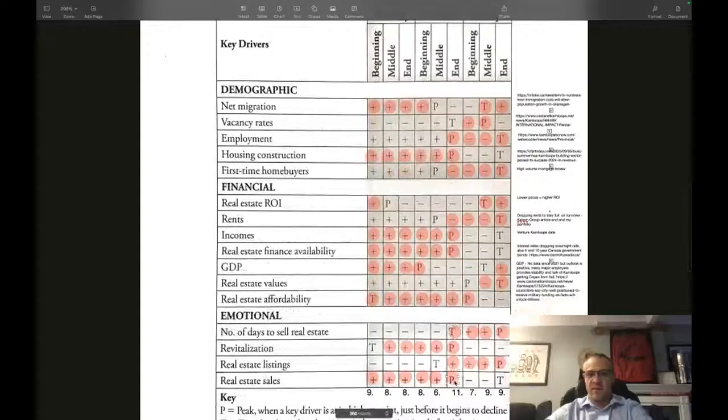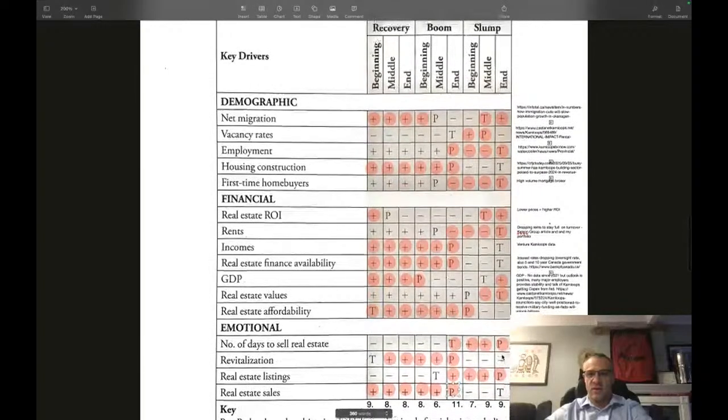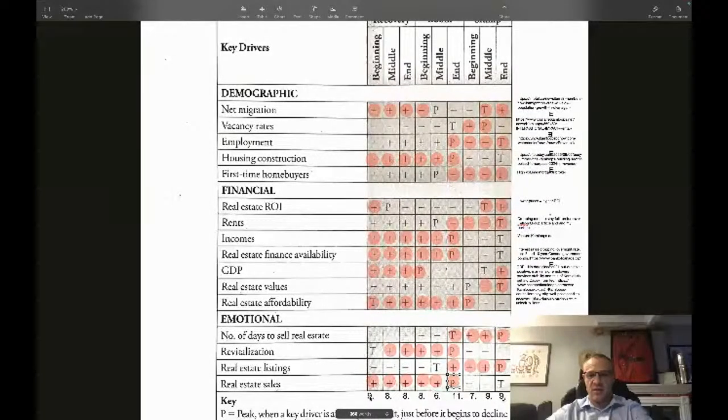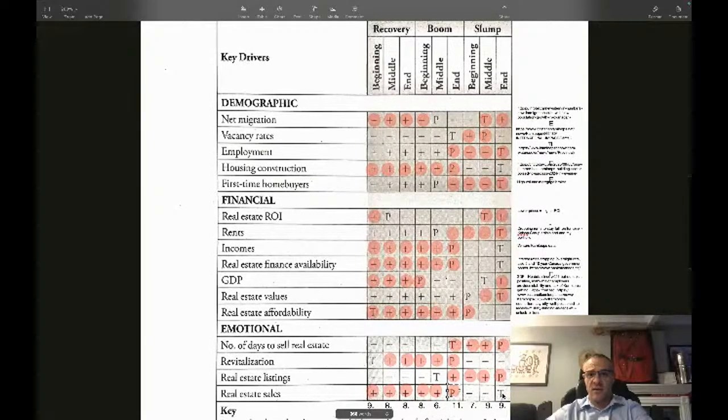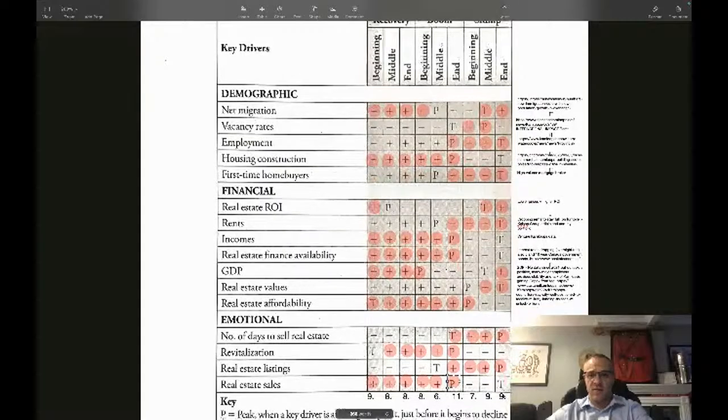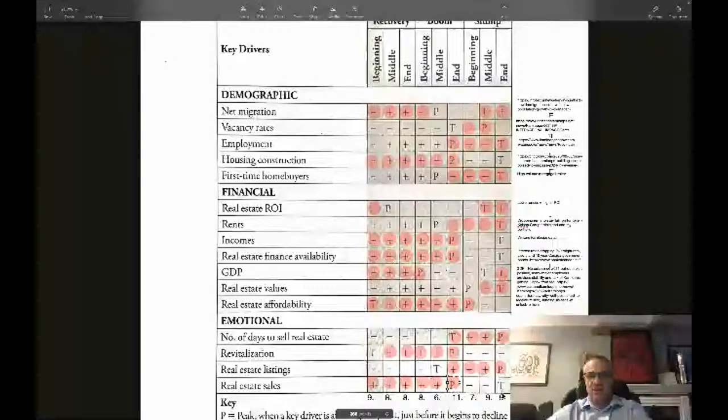But the way that financing rates are going, we could be... we've got more together. The numbers are closer together for the middle or the end of the slump and the beginning of the recovery. So that tells me that we're probably, we're definitely slump.